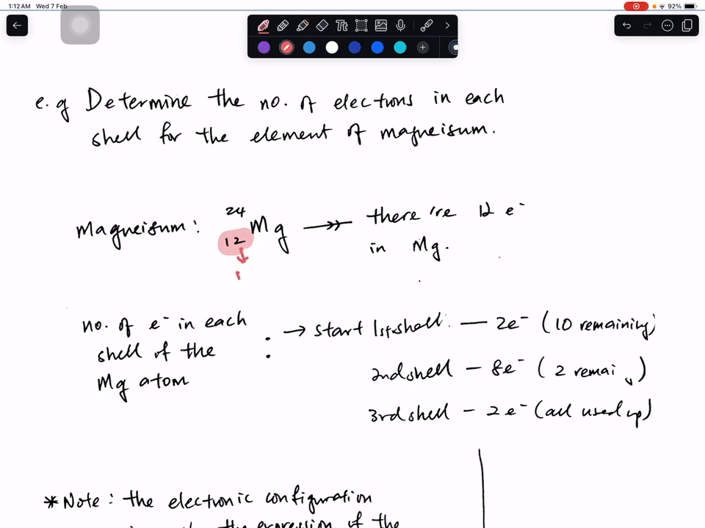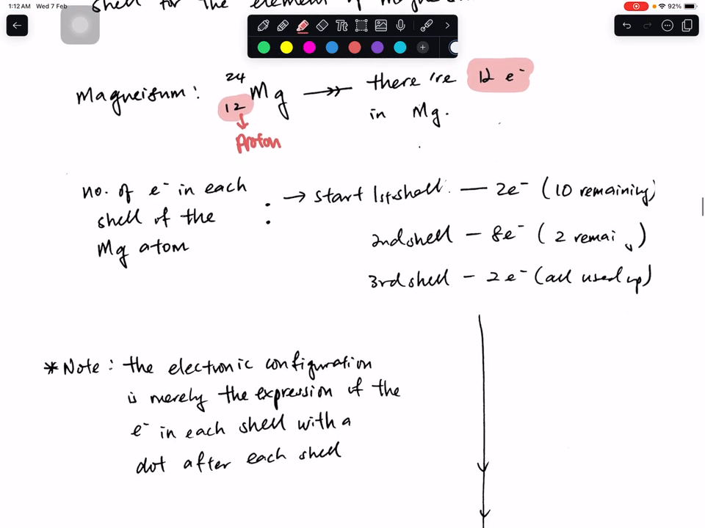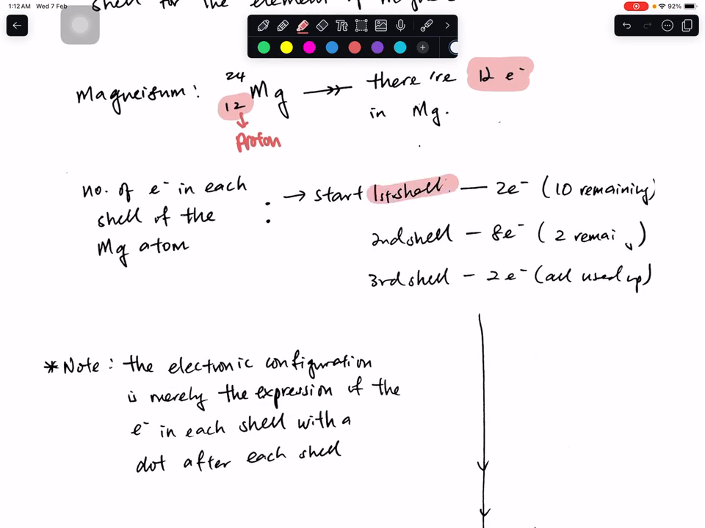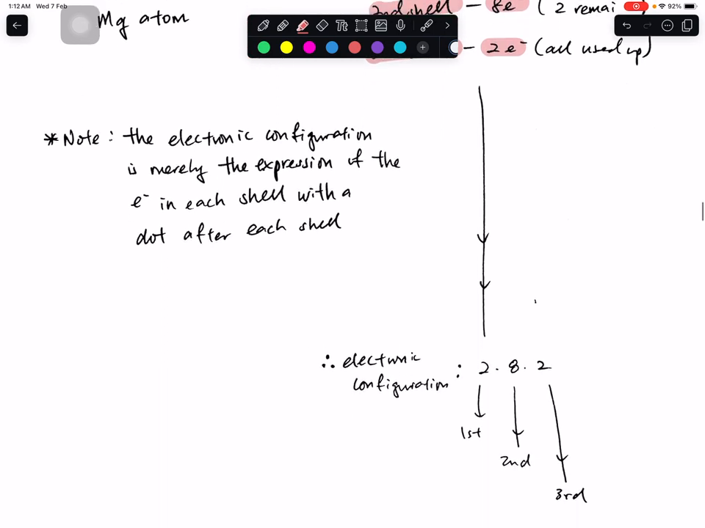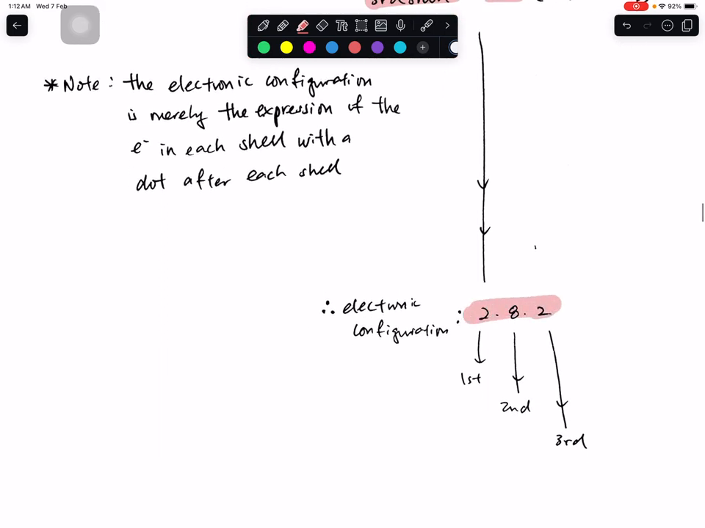So 12 is the proton number, and that will of course lead us to our number of electrons, which is also 12. Okay, so how are we going to arrange the electrons? In the first shell, we will have 2 electrons. On the second shell, we have 8, and the third shell, we have the last 2. So this is how we will represent our electronic configuration of 2.8.2. That will be the first, second, and third shell.